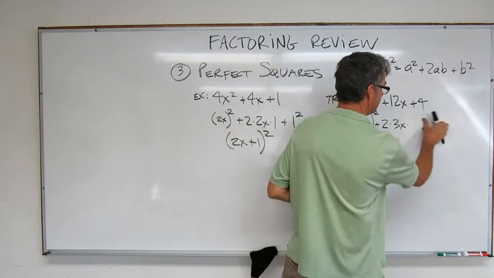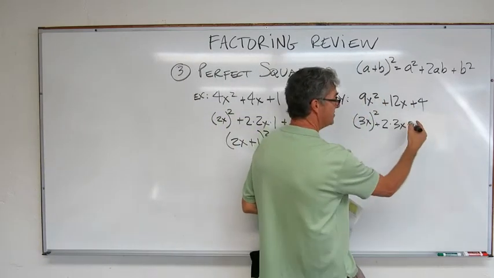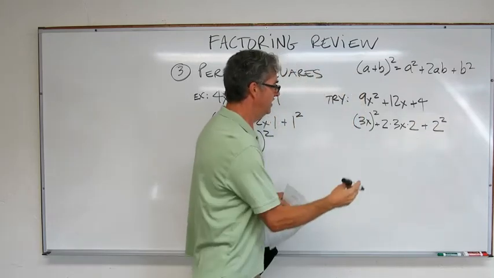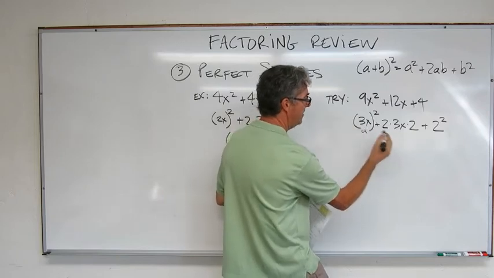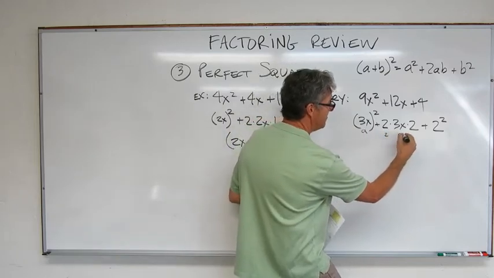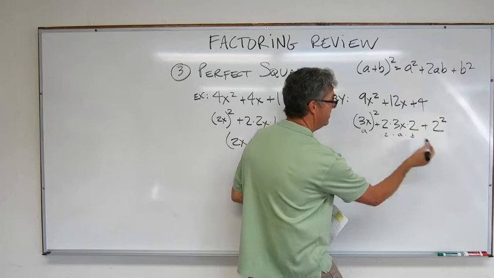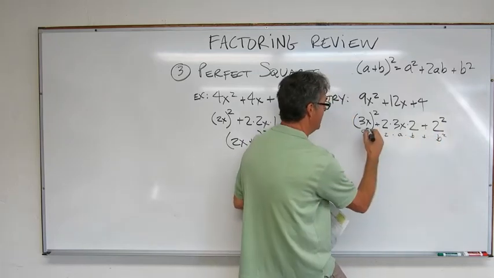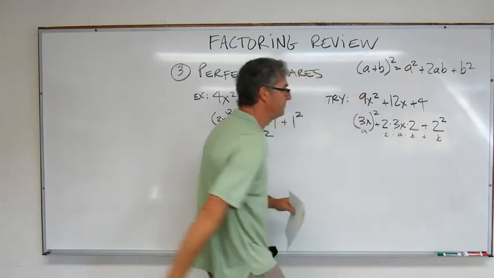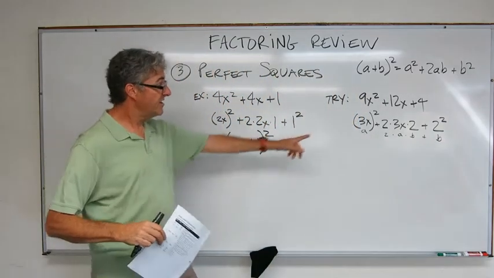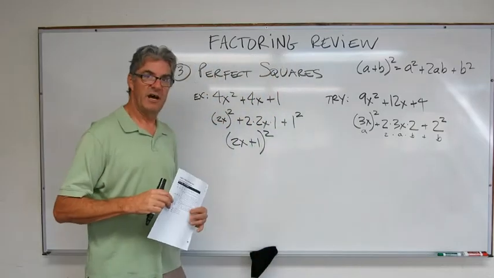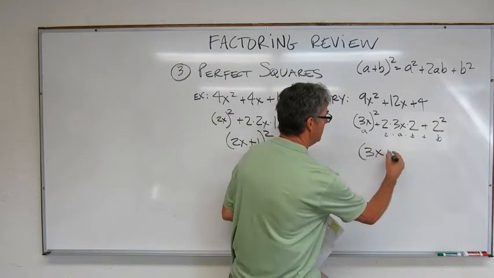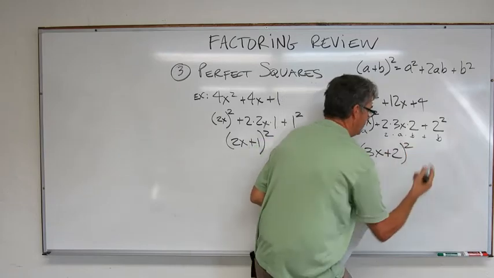Hang on, let's add something there. I've got to add my 2 there, and then my 2 squared. So this is my a, this is my 2, that's my a, that's my b, and that's my b squared and my a squared, like that. Okay? All right, so now that I know what my a and my b are, I can finish. This is going to be 3x plus 2 squared.